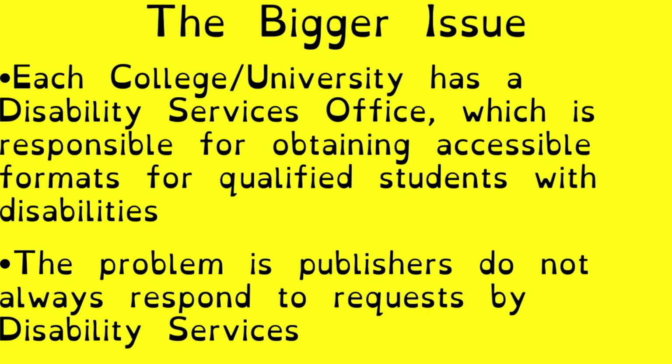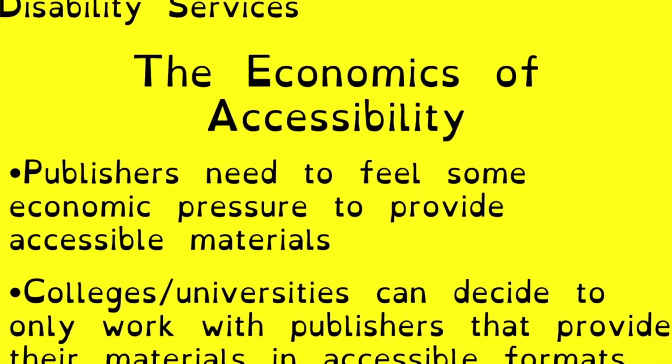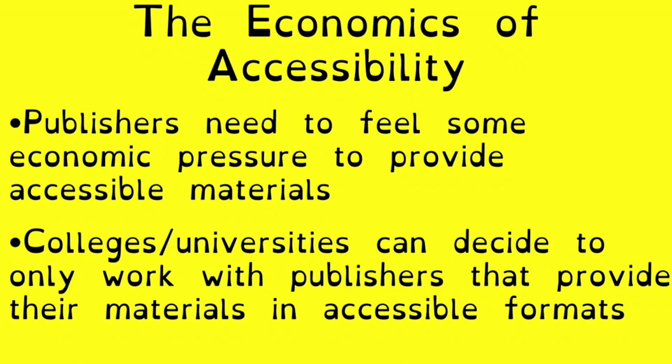The problem is publishers do not always respond to requests by disability services. So that's one of the issues: you have publishers either not responding or taking a while to provide that accessible book. And the larger issue is how come students can't just buy accessible materials? If they want to buy a book, how come they just can't? The publisher can't just make it accessible for the student?